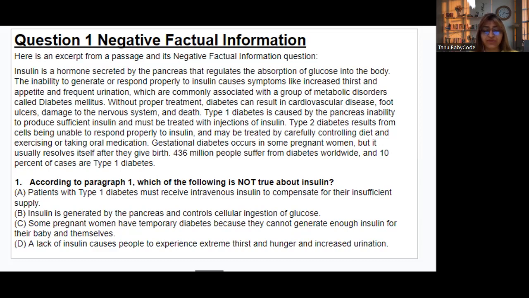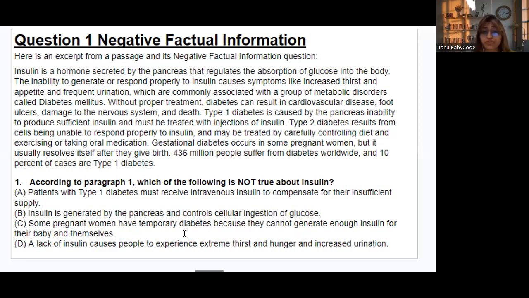Let's have a look at A. So A says that patients with type 1 diabetes must receive intravenous insulin to compensate for their insufficient supply. Type 1 diabetes is caused by the pancreas's inability to provide sufficient insulin and must be treated with injections of insulin. That means this is true. B: Insulin is generated by the pancreas and controls cellular ingestion of glucose. This one is also true. See here, it regulates the absorption of glucose into the body, secreted by the pancreas.